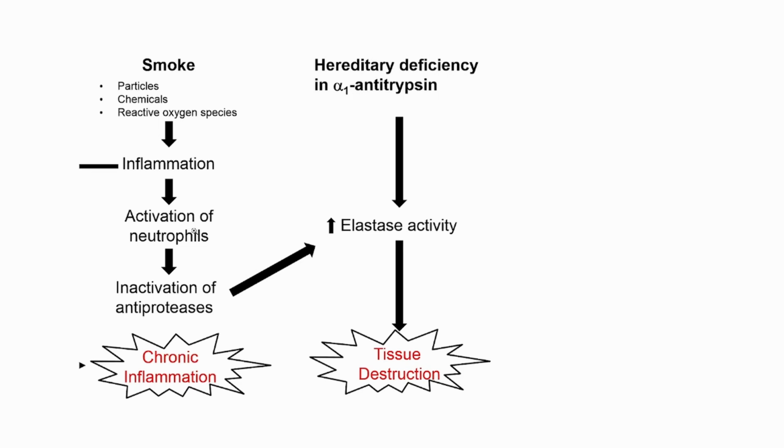Due to the inflammatory response, the activation of neutrophils takes place. But here the anti-proteases are inactivated and chronic inflammation will be seen. In case of hereditary deficiency in alpha-1 antitrypsin also, the elastic capacity will be reduced. The ultimate result will be tissue destruction. Chronic inflammation and tissue destruction will take place finally.